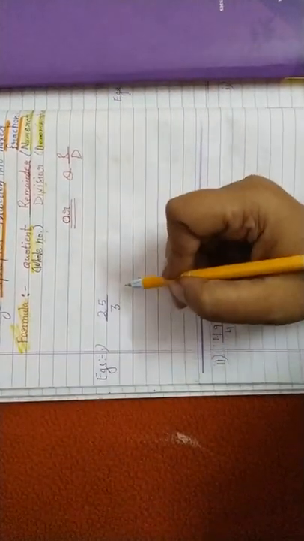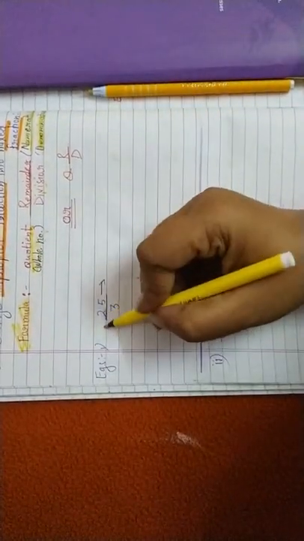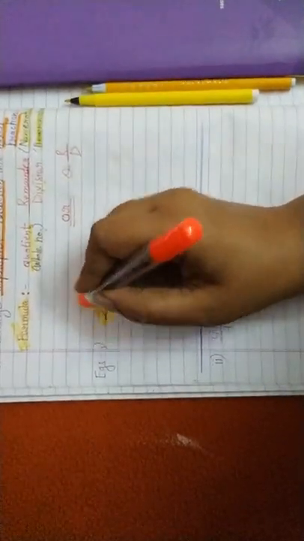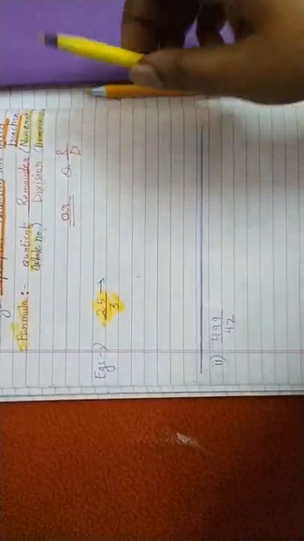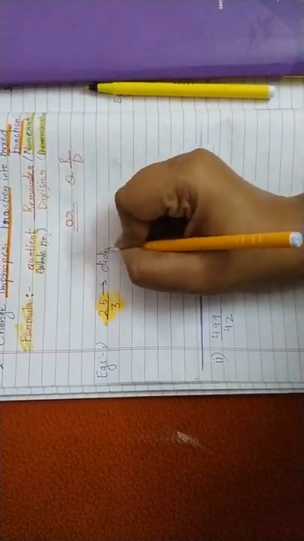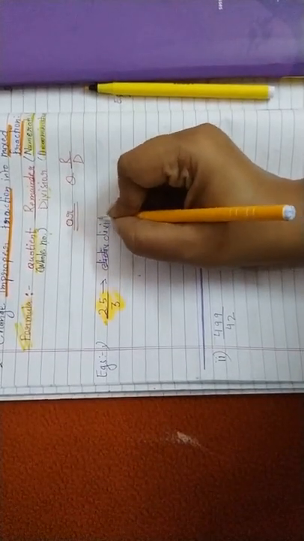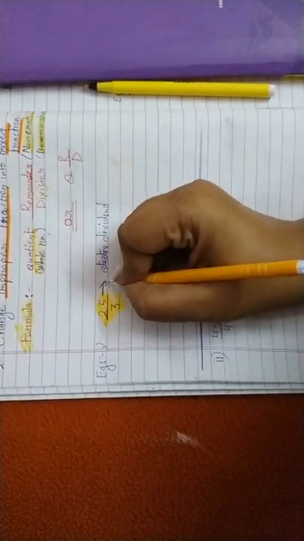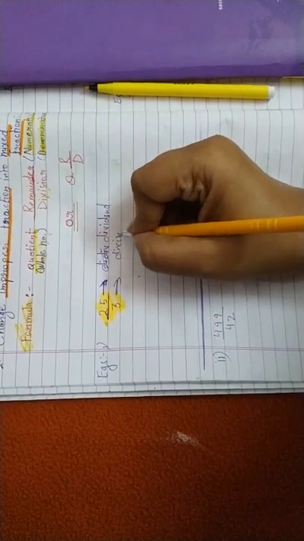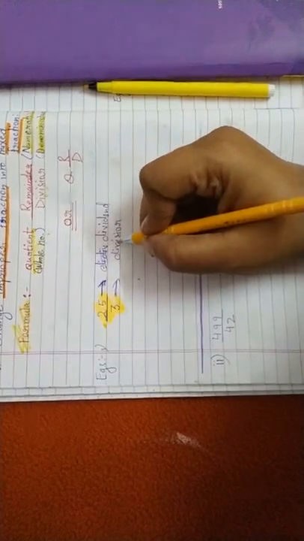Now, what is our example here, children? I have taken the example 25 upon 3. Yes, this is our example where the numerator is 25, and this numerator is the dividend. And this denominator is the divisor. This much is clear, children? So you know what the dividend is here and what the divisor is here.